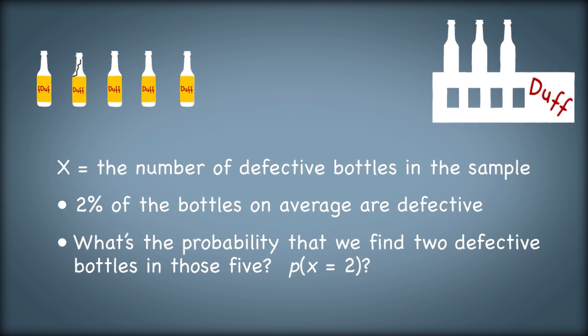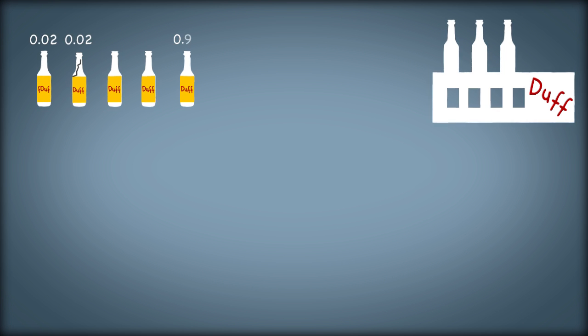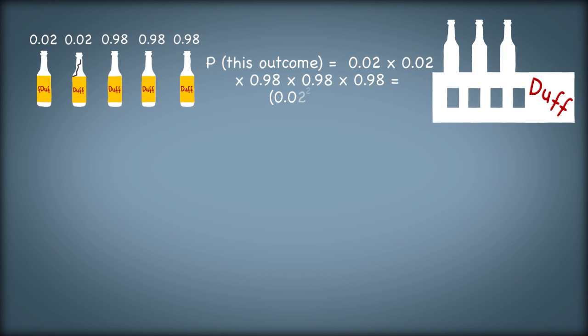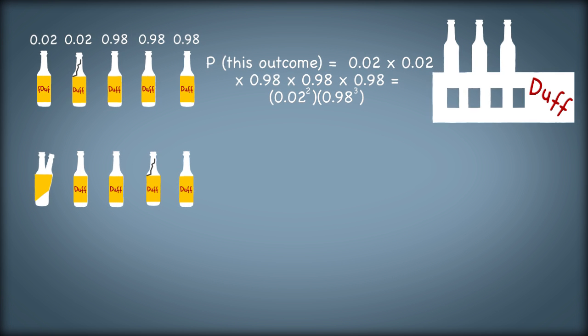Let's enumerate a few possible ways to get two defective beer bottles out of five. It could be that the first two of the five are defective. Individually, the probability that we get two defective bottles and then three non-defective bottles is 0.02 and 0.02 and 0.98 and 0.98 and 0.98. That is, we're finding the intersection of five independent events, so we multiply those probabilities together. In shorthand, we find that the probability of this particular outcome to be 0.02 to the 2 times 0.98 to the 3.